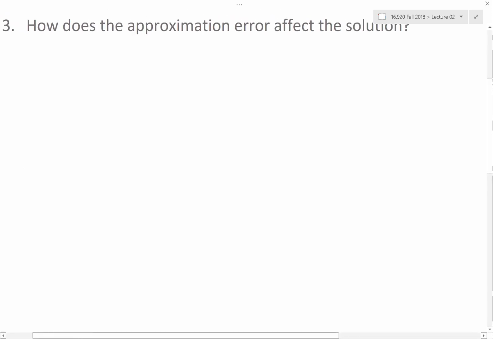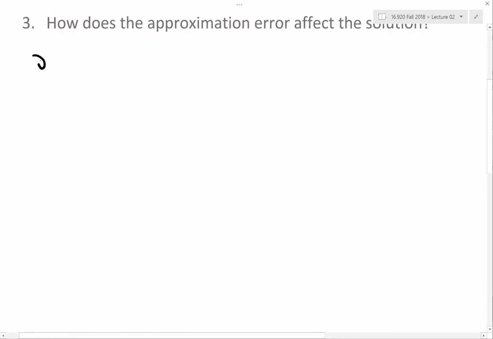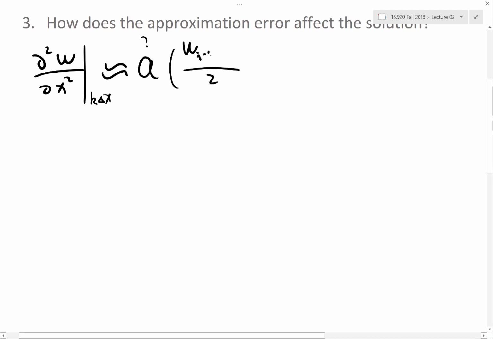Okay, so here we go. We have a second order derivative being approximated by, let's say, some proportionality constant a, with a question mark on this one, times this, at k delta x, the average of wi minus 1 and wi plus 1, minus wi. So what is a?